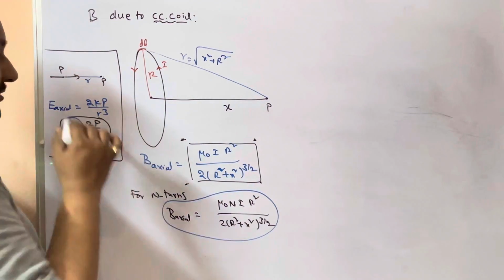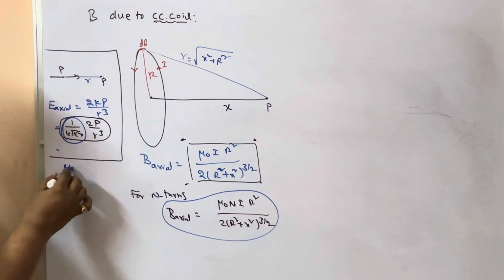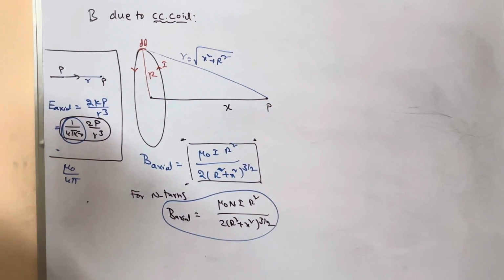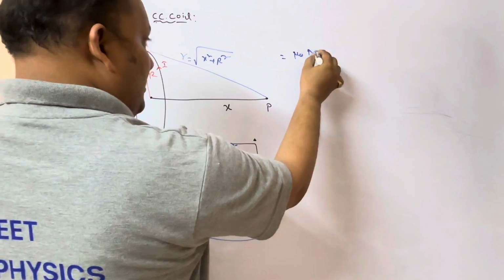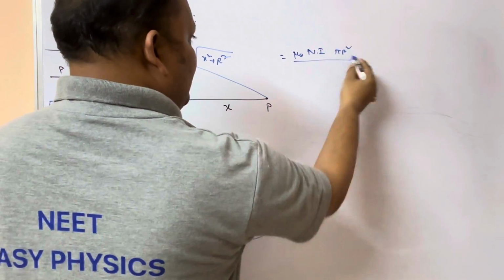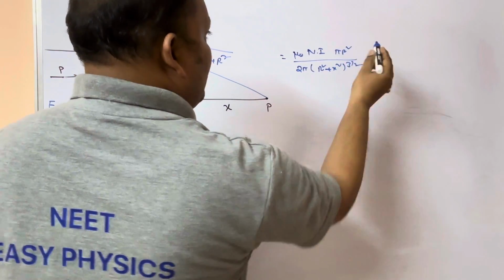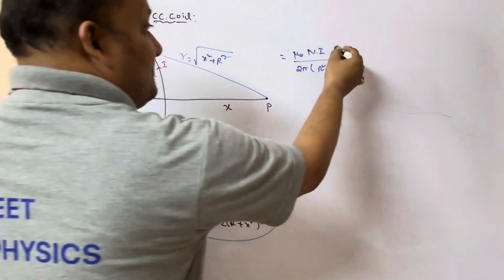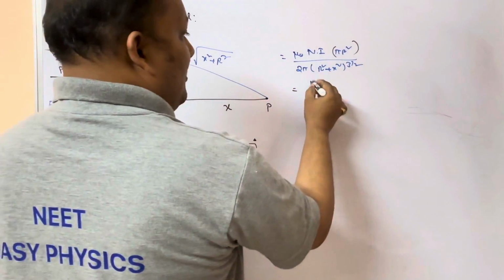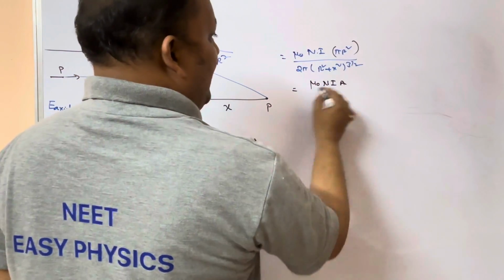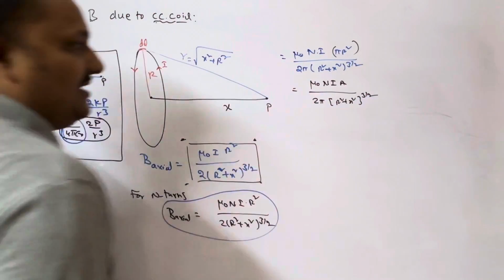In electric field, 1 by 4 pi epsilon naught will be there. In magnetic field, mu naught by 4 pi will be there. Therefore, to get pi we will multiply and divide with pi. So mu naught n I pi r square by 2 pi (r square plus x square) whole power 3 by 2. Here pi r square is the area of this coil, so it is mu naught n I a by 2 pi (r square plus x square) whole power 3 by 2.